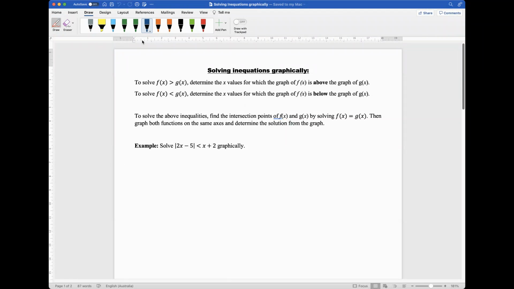Okay, so first thing we're going to do is solve f of x equal to g of x. So we're going to find where the two graphs intersect. So we're going to solve absolute value of 2x minus 5 equals x plus 2.